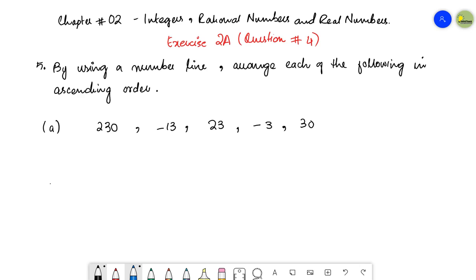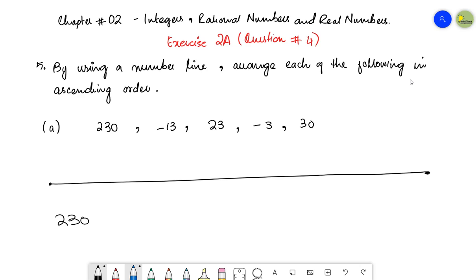First of all, let me draw a number line. But consider the fact that now I have a very big number, like 230. So what I can do? I cannot make a number line with a difference of 1. Why? Because if you are considering the same difference, then you need to draw the numbers till 230. And it will be very difficult, because the number line is going to be very big.